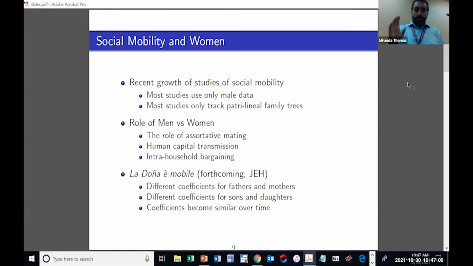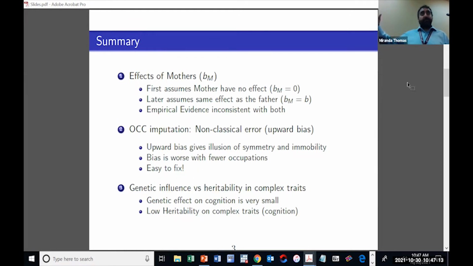Okay? So now those are all the things I like about the paper, and there are a lot of things to like about the paper. Now I have 3 comments that will grow in order of importance. The first one is the effect of mothers. I'm going to show you later.